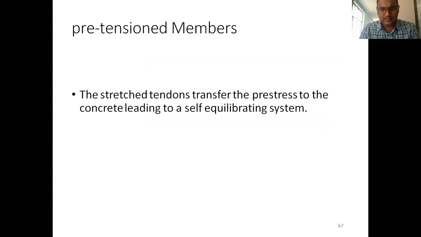Okay, so I think here the right definition, the stretched tendons. I think you have to revise the terms of pre-stressing materials. There is a ply. Plies bind together, we call it a strand. All strands bind together, we call it a tendon. All tendons bind together, we call it a cable. So don't forget these terms. You can go through the pre-stressing materials which we discussed in the first unit.